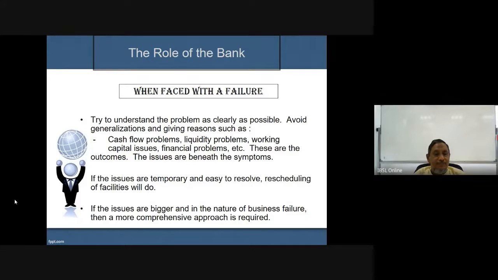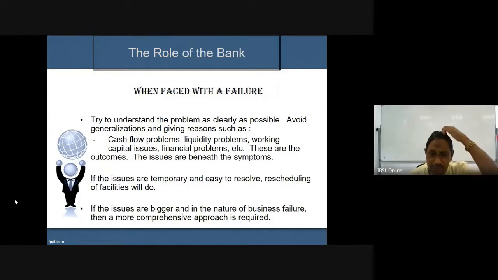Okay? So understand the problem. These are not problems. These are symptoms of the problem. The problem is beneath. Take into consideration that the customer is having a check return. Why is the check returned? Because he didn't have sufficient cash to deposit to meet the check.